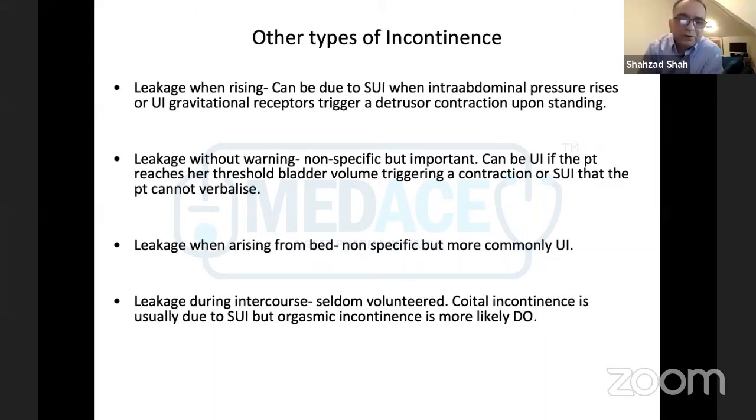Leakage without warning is often non-specific but important. It can be urgency incontinence if the patient reaches her threshold bladder volume triggering a contraction, or even stress incontinence that the patient really can't verbalize. Leakage when arising from the bed is a non-specific symptom, but more commonly urgency incontinence. Leakage during intercourse is seldom volunteered. Coital incontinence is usually due to stress incontinence, but orgasmic incontinence is usually more related to detrusor overactivity.